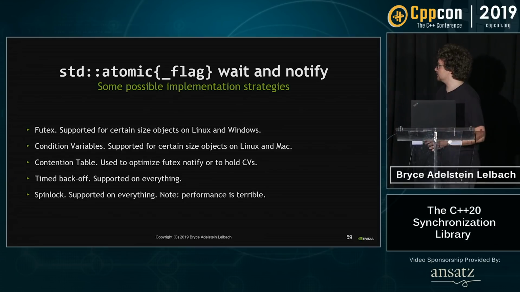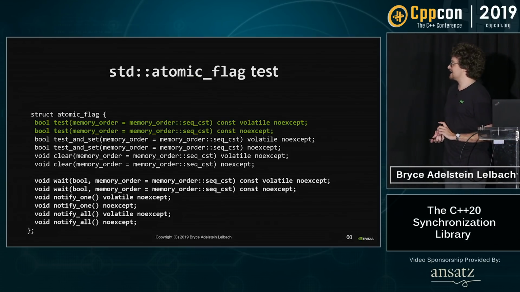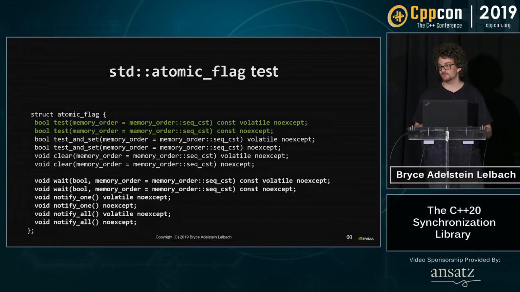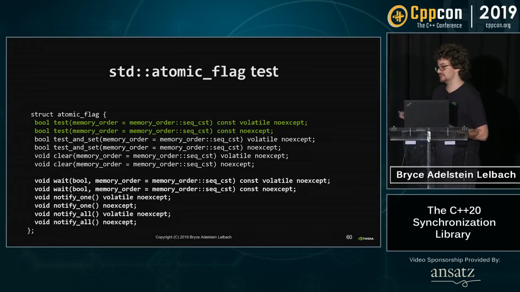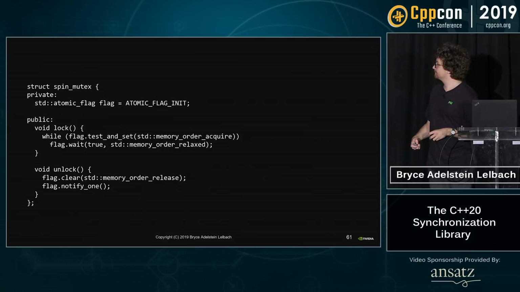One other little atomic enhancement in C++20 is that we finally added a test method to atomic flag. Previously, there was no way to test if an atomic flag was set without also setting it. There was just test and set before. So I don't use that anywhere. It's just a good thing to know.